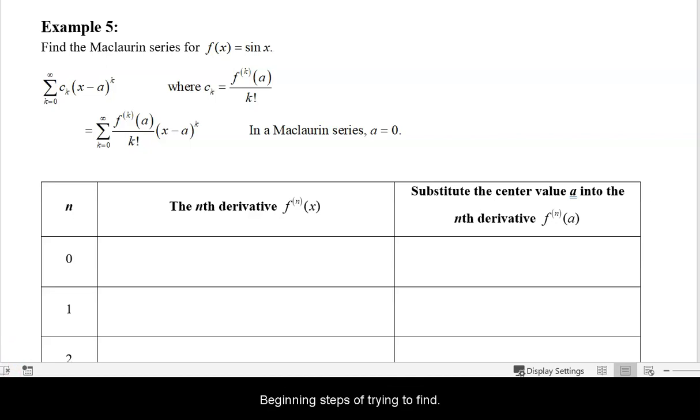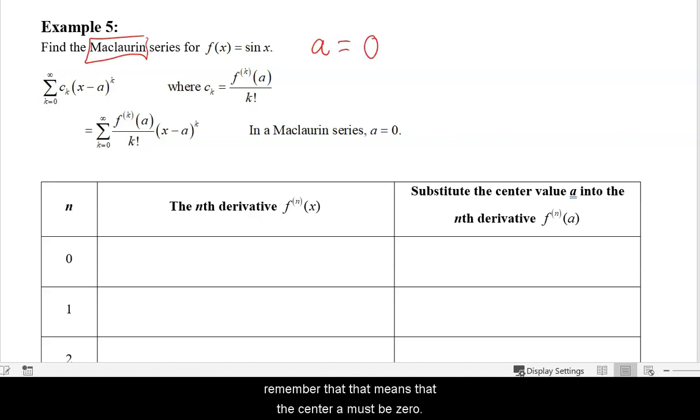The beginning steps of trying to find a Maclaurin or a Taylor series for a function are exactly the same as finding the Taylor or Maclaurin polynomial for the same function at the same center. Since this says up at the top that we want a Maclaurin series, remember that that means that the center a must be 0. Otherwise, they would call it a Taylor series and give you the center separately.